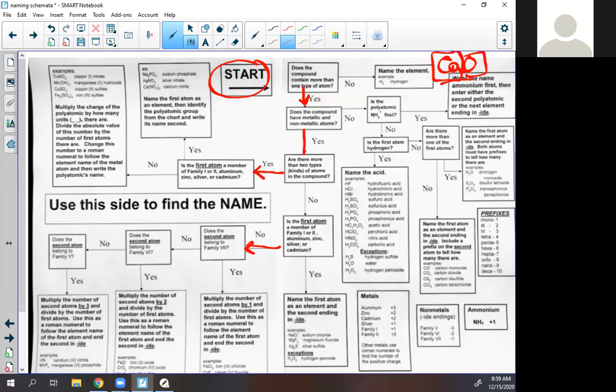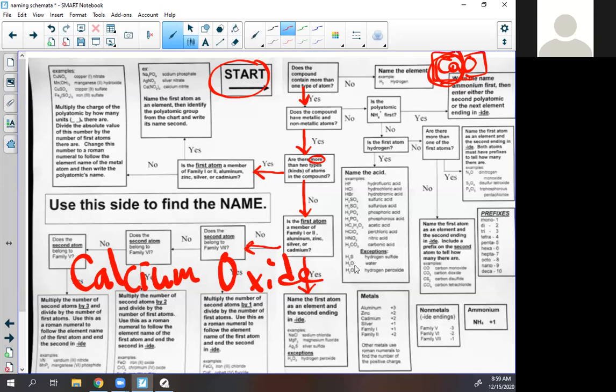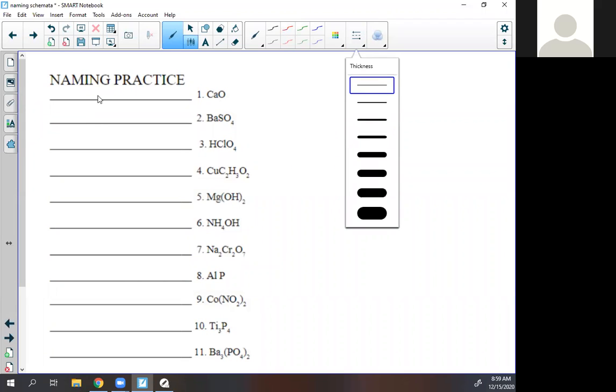So we come down. This question confuses kids, so focus for a second. Are there more than two? No, there are two, but not 3, 4, 5, 6, or 7. Is the first atom, so we're talking calcium right now, is it a member of family 1 or 2? Yes, it is. So I come down. All right, pretty simple in this box. Name the first atom as an element and the second one ending in IDE. So I'm going to name the first one calcium and then the second one oxide. So I mean, that wasn't that awful, I hope. Calcium oxide. Do this all day long.